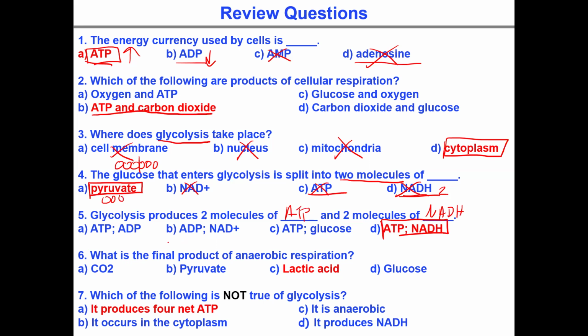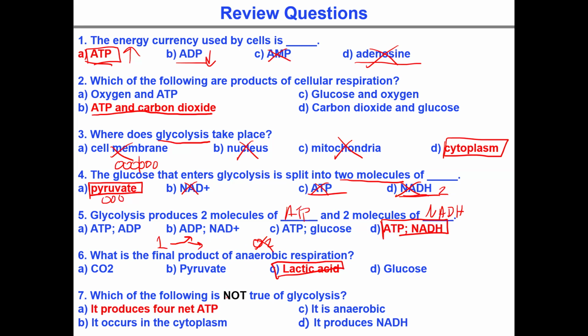What is the final product of anaerobic respiration? So in this case, it's going to be the absence of oxygen. We are not going to have that. So remember, we're going to go through glycolysis first. And instead of going to the regular route with the Krebs cycle and the electron transport chain, because we don't have oxygen, it is going to go through lactic acid fermentation.